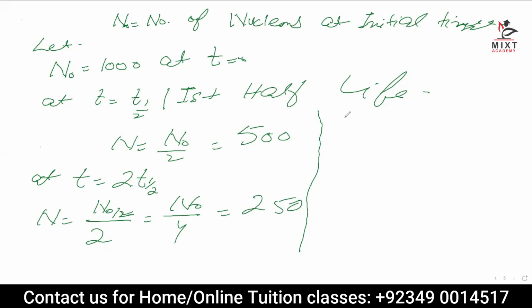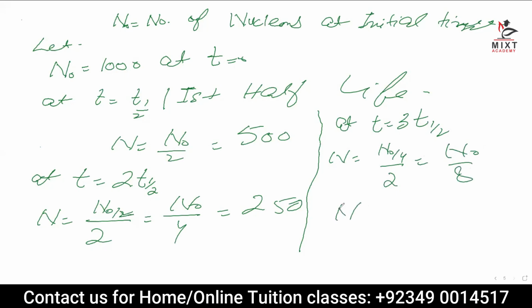And after the third half-life, at T equal to 3T subscript 1/2, it stands for the third half-life. At the third half-life, the undecayed N is equal to N naught over 4 divided by 2, which is equal to N naught over 8. So it would be 125.